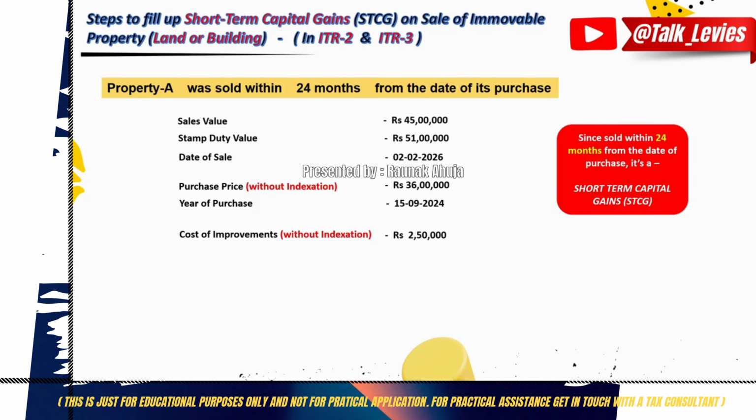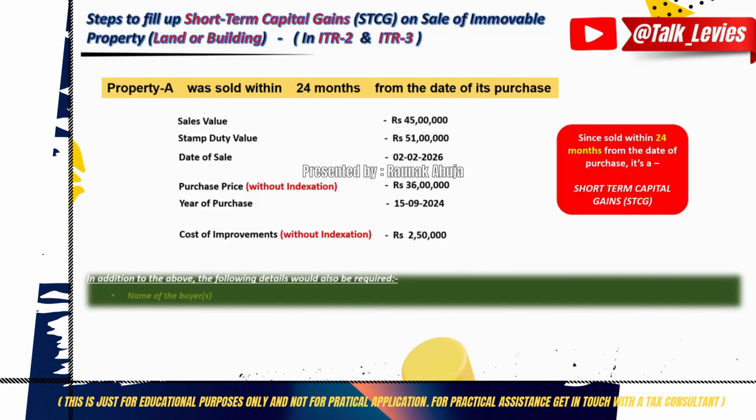Now, other details that would be required are these: the name of the buyer, PAN number, percentage share of the buyer, the address of the buyer, and the amount of consideration paid. Now, let's quickly move on to the return filing utility to fill in the ITR 2 or ITR 3, where you can fill in the details of these short-term capital gains arising from the sale of immovable property.